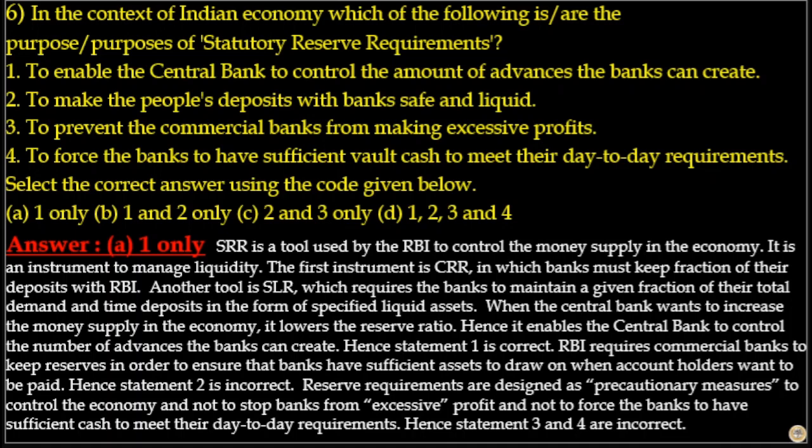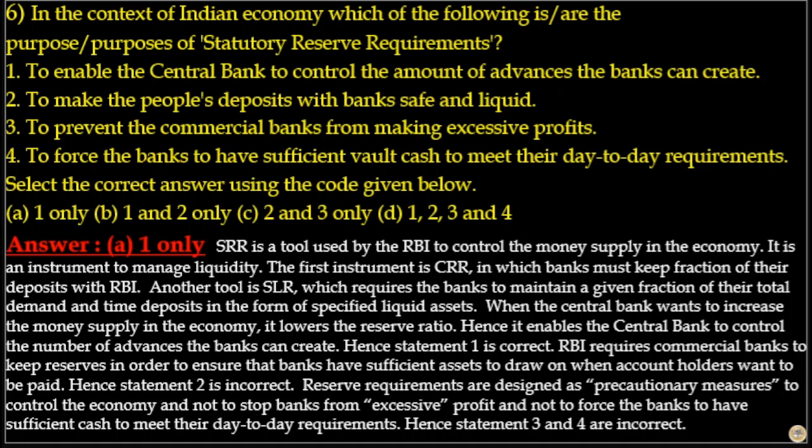Statutory reserve requirement is a tool used by RBI to control the money supply in the economy. It is an instrument to manage liquidity. The first instrument is CRR, that is cash reserve ratio, in which banks must keep a fraction of their deposits with RBI. Another tool is SLR, that is statutory liquidity ratio, which requires the banks to maintain a given fraction of their total demand and time deposits in the form of specified liquid assets. When the central bank wants to increase the money supply in the economy, it lowers the reserve ratio. Hence, it enables the central bank to control the number of advances the banks can create. Hence, statement 1 is correct.